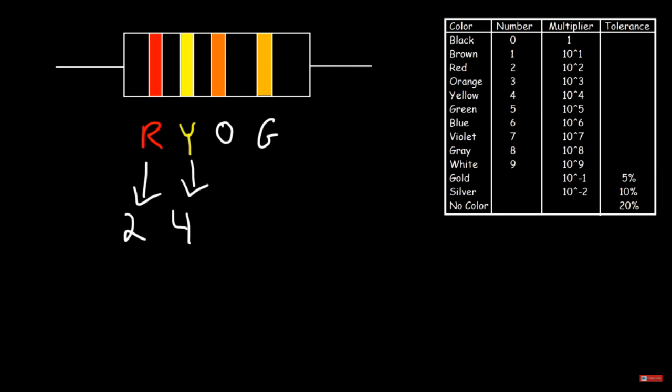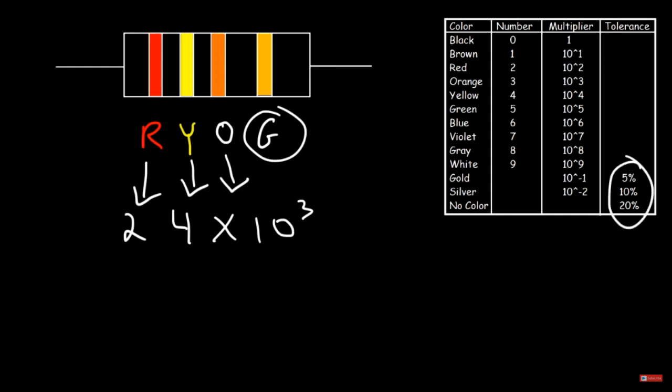So you can have 24. O, or orange, is 3. But the third number is the multiplier. The first 2 colors correspond to the first 2 digits. The third color corresponds to the multiplier, which is 10 to the third. So this is 24 times 10 to the third. And the last color is the tolerance, which is usually gold, silver, or no color. So since we have gold, the tolerance is 5%. So it's going to be plus or minus 5%.